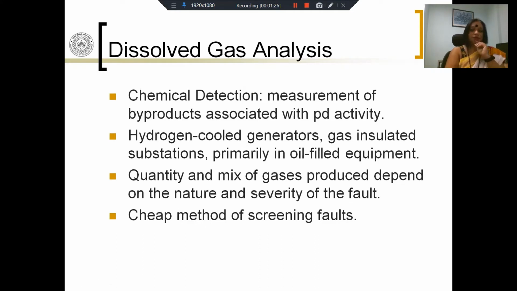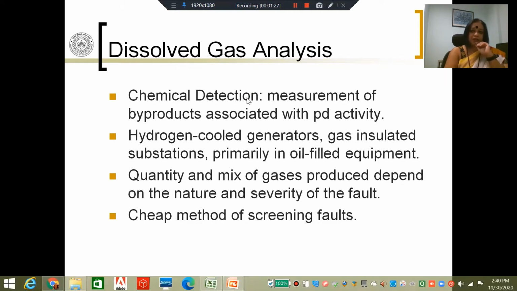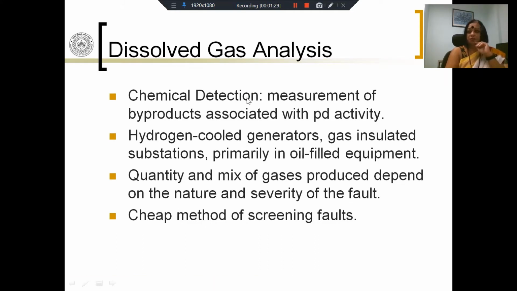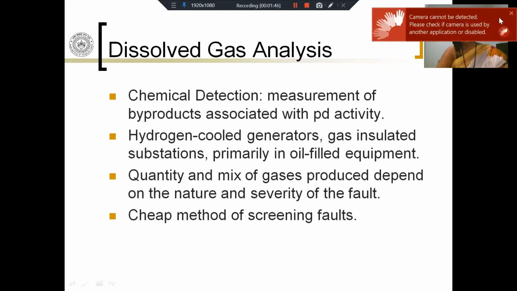Next, we come to chemical energy, or chemical changes brought about by partial discharges, which can be used for detection of PD. And the most important, and in fact a very cheap method, and the most commonly used PD detection method for transformers, is the DGA, or the dissolved gas analysis technique.